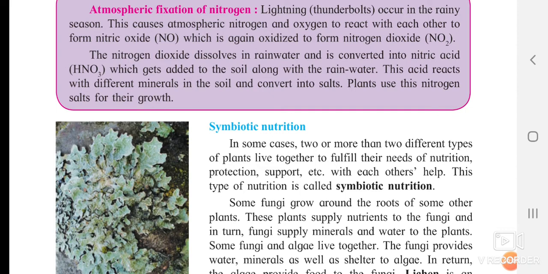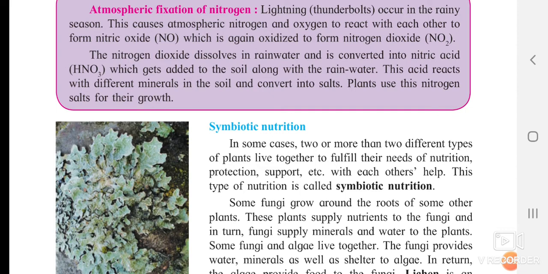First of all is symbiotic nutrition. Symbiotic nutrition means what? One thing you should remember: two or more plants are staying together on one host plant. Host plant means the one that is carrying the minerals and water from the root, and these two plants are growing on it. And what are they doing? They are helping each other in fulfilling their nutrition need. They are helping each other by giving protection and support. Such type of nutrition is said to be symbiotic nutrition.